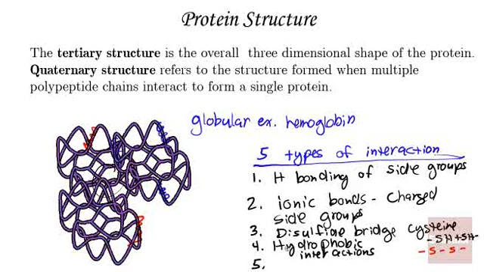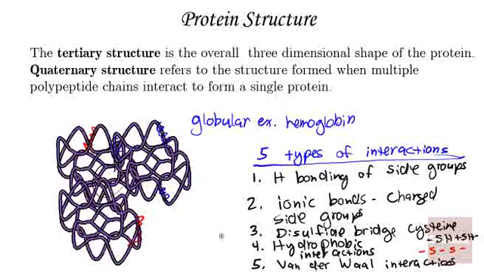There's one type of interaction between nonpolar molecules that are called van der Waals interactions. These are another type of weak bond, and these form between nonpolar molecules. So again, the tertiary structure is the overall shape of the protein. It involves bending and folding, and there are 5 types of interactions that form and maintain the tertiary structure: hydrogen bonding between the side groups, ionic bonds between side groups that are charged, disulfide bridges between cysteine molecules, hydrophobic interactions, and finally, van der Waals interactions.